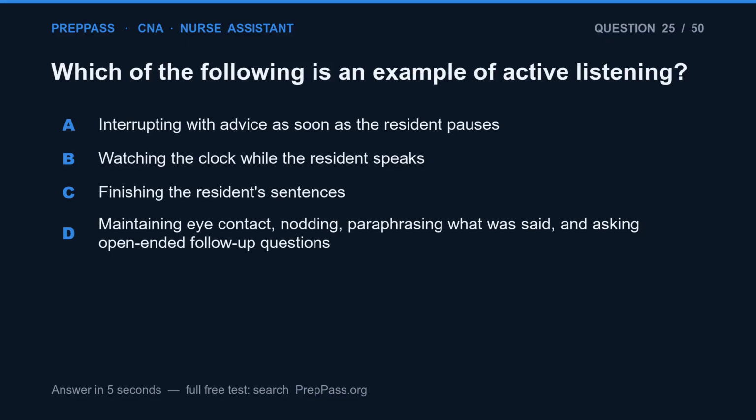Question 25. Which of the following is an example of active listening? A. Interrupting with advice as soon as the resident pauses. B. Watching the clock while the resident speaks. C. Finishing the resident's sentences. D. Maintaining eye contact, nodding, paraphrasing what was said, and asking open-ended follow-up questions.